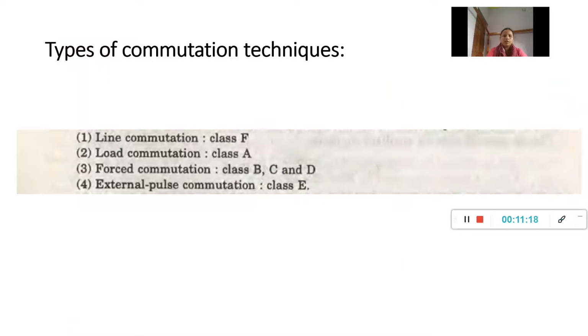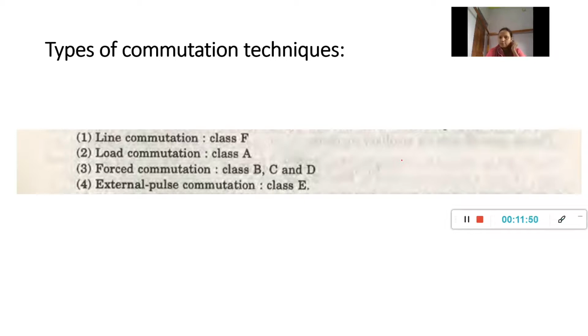So what are the various commutation techniques? I already told you: class A type, class B type, class C type, class D type, class E type, and class F type. These classes are also named: class A is named load commutation. Classes B, C, D come under the force commutation process. Class E commutation comes under external pulse commutation. Class F commutation comes under line commutation.